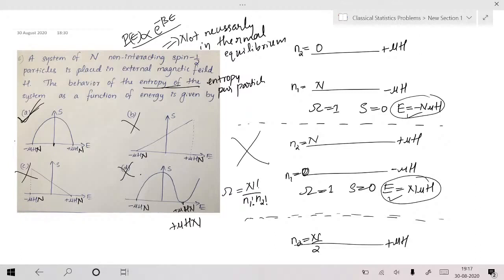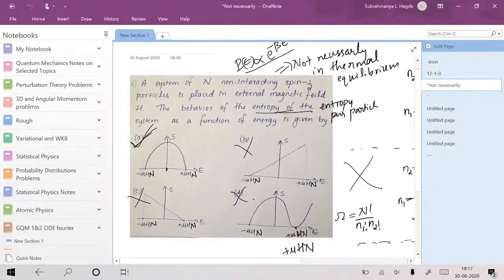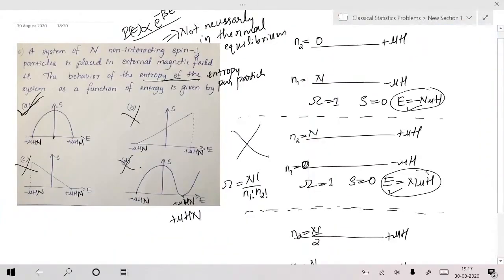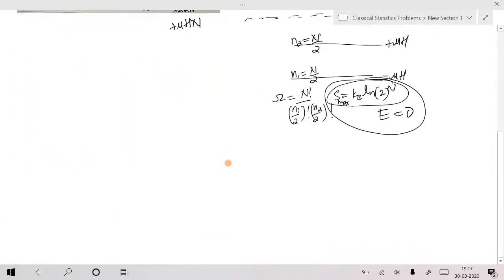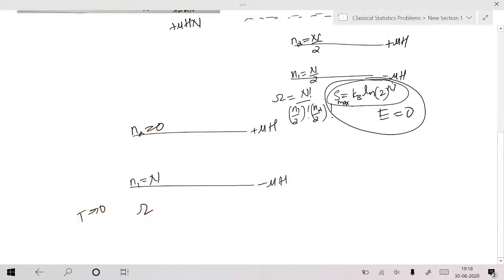Sir, for the graph for equilibrium, how will it be? Graph for equilibrium, that's a good question. I think your minimum entropy situation is at 0 Kelvin, where all particles can be in the ground state, am I right? Minus mu h, plus mu h. n1 is equal to n, n2 is equal to 0. This is for T tends to 0, isn't it? In this case, your energy tends to minus n mu h. So the number of microstates is equal to 1, entropy is equal to 0.